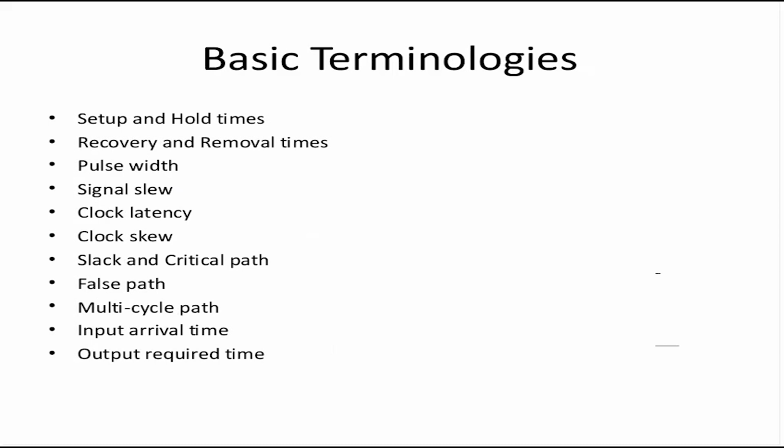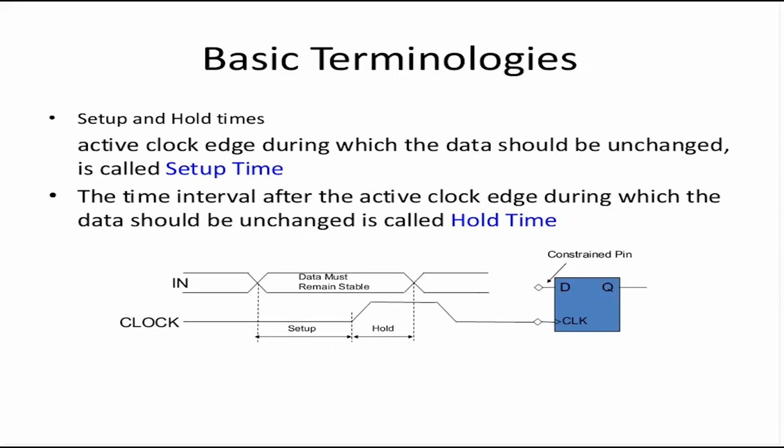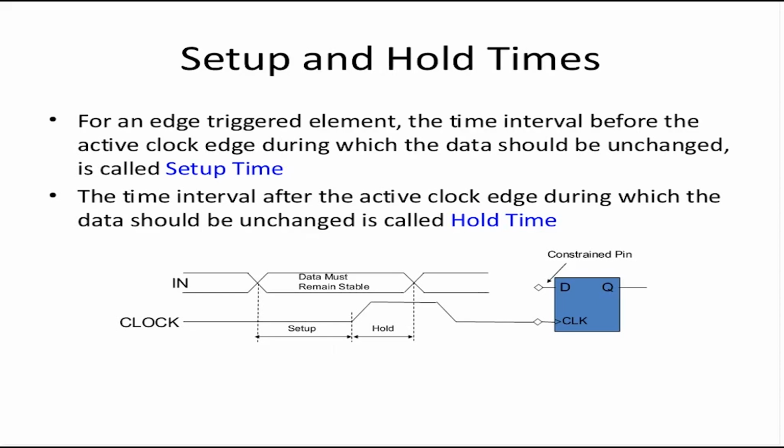Now there are various terminologies. Most of them you are already familiar with, but I'll expand each of these. Setup and hold times, recovery removal, pulse width, signal skew, clock latency, clock skew, and critical path, and these are timing exceptions: false path and multi-cycle path. Let's look at them. So I'll define this again.